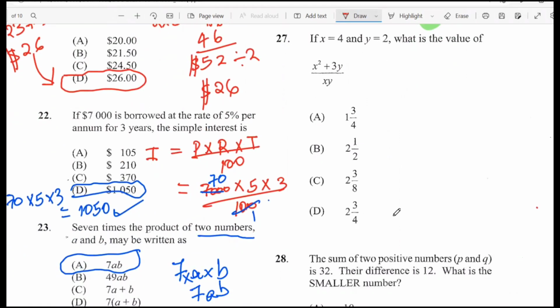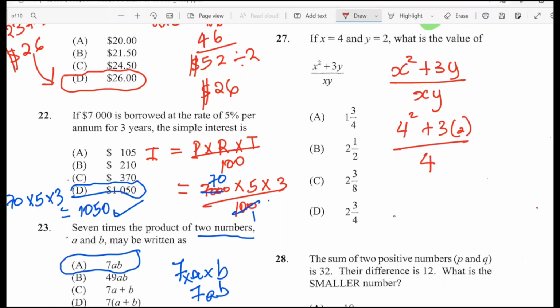Number 27. If x is equal to 4 and y is equal to 2, what is the value of x squared plus 3y all over xy? And we want to employ substitution here. So we're going to employ substitution for x and y. x is 4, so we're having 4 squared plus 3 times y, and y is 2, over 4 times 2.